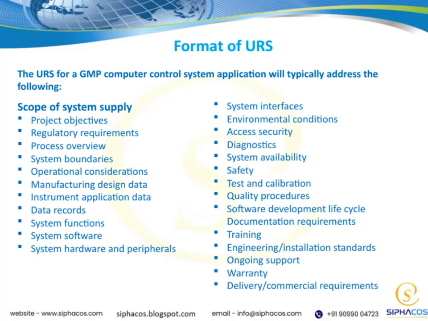Now, let's take a closer look at the key aspects covered in a User Requirements Specification, or URS, for a GMP computer control system. First, it outlines the scope of the system supply, which defines exactly what is being provided and sets clear boundaries for the project.